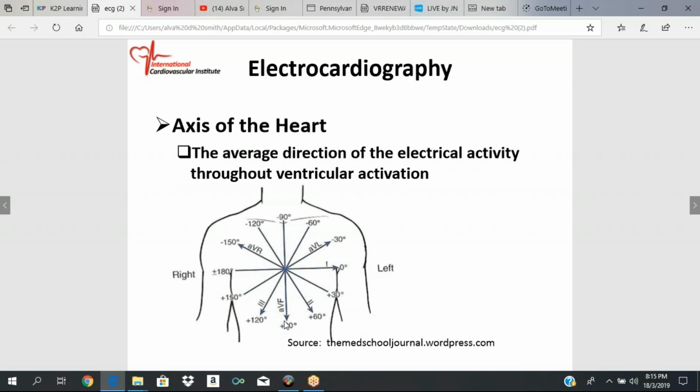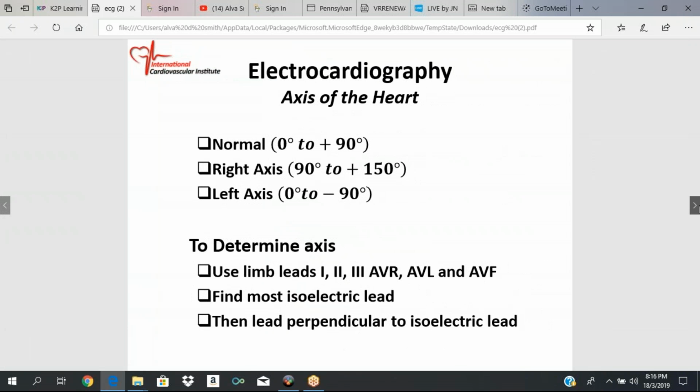Similarly, left axis is between 0 and minus 90. So left axis is in the left upper quadrant, right axis is in the right lower quadrant, and the normal axis is in this quadrant from 0 to plus 90. If you just have a broad understanding, it's fine, but we can determine the axis fairly accurately. And as we said, there's some heart disease that will cause variation in the axis.